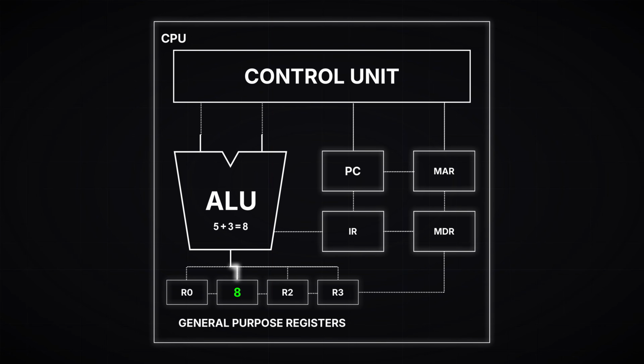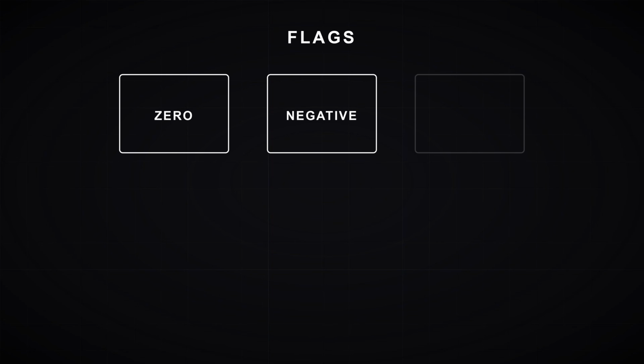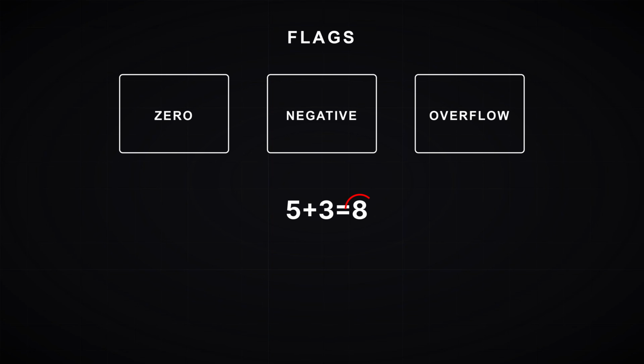But something else important happens at the same time. The ALU also sets flags based on the output. Flags are tiny 1-bit signals. They're yes or no answers about the result that just came out. Three of the most common: zero, negative, and overflow. Look at the result of our instruction.